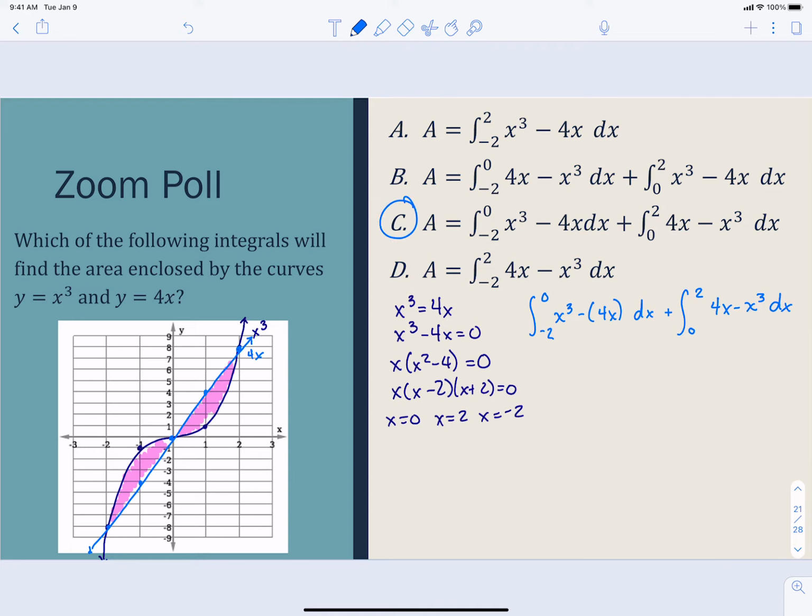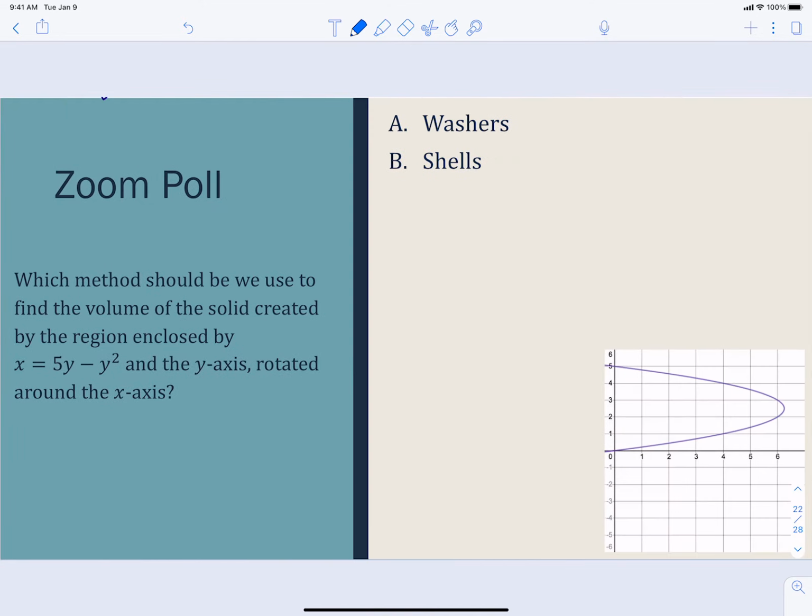If you go ahead and find these integrals, you're going to get 1/4 x to the fourth minus 2x squared from -2 to 0 plus 2x squared minus 1/4 x to the fourth from 0 to 2, and you will end up with 8 altogether. So the area between two curves is not taking into account whether you've got some of that area above or below the x-axis. It's taking that whole area as positive here. That's why it doesn't zero out. It's looking at that whole area as a positive area.